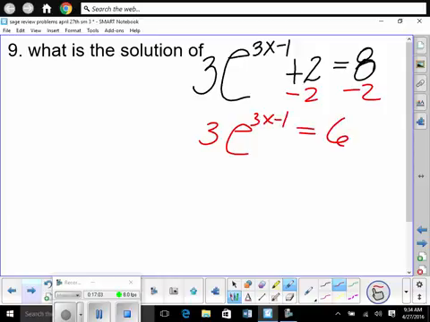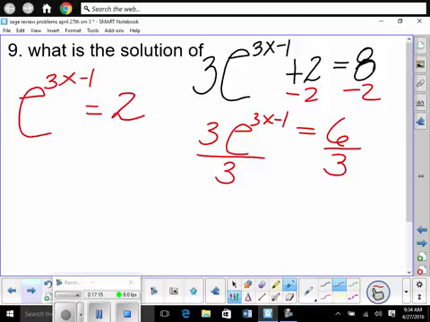Then what would we do? Take the ln right here? No, you divide by 3. Good. You have to get e isolated. You have to get the base isolated. First, we must divide by 3. So we have e raised to the 3x minus 1 is equal to 2, right?